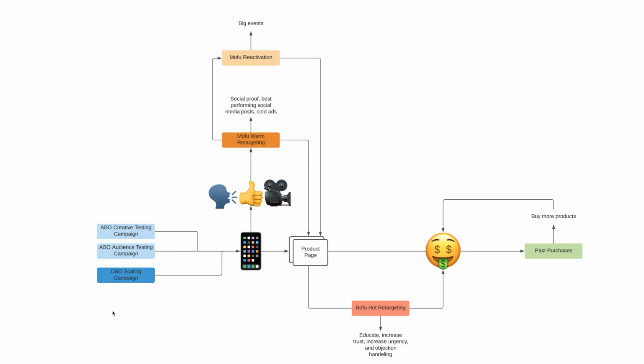We'll start off at $100 per day, and then start increasing that budget by maybe 20% every few days. Do not touch the budget in the creative testing campaign or audience testing campaign. You want to leave that budget exactly where it's at. The reason why is because we want to limit auction overlap.